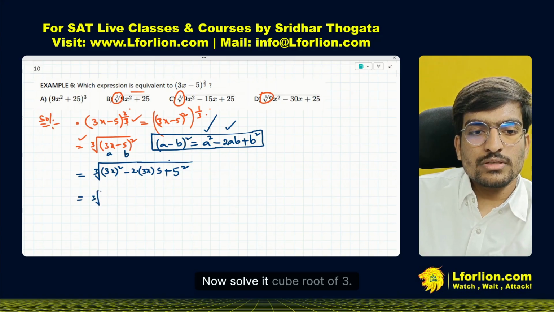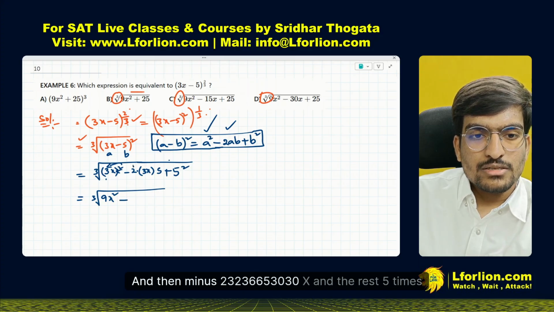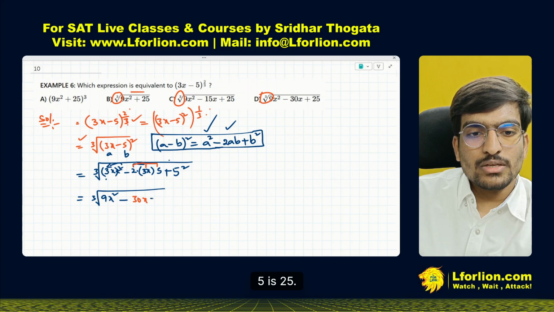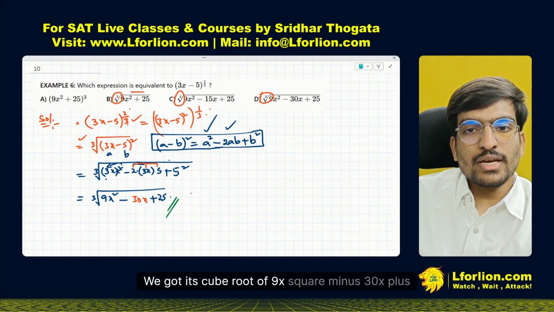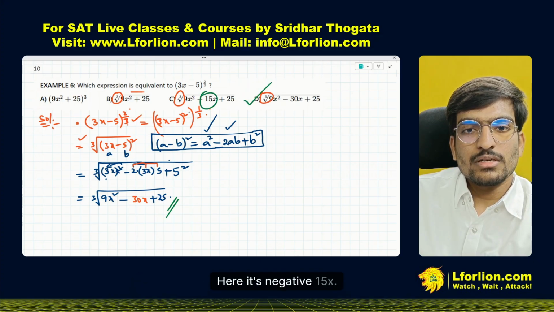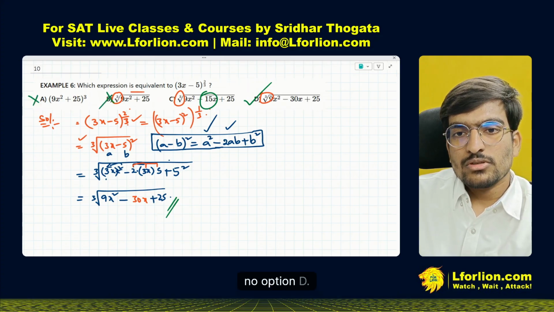Now solve it. Cube root of, 3 square is 9, and this will be x square, and then minus 2 times 3 times 5, which is 30x, and the rest, 5 times 5, is 25. See which option matches the answer we got. It's cube root of 9x square minus 30x plus 25. Option D matches perfectly. Here it's negative 15x, but we got 30x, so option B, no. It's option D.